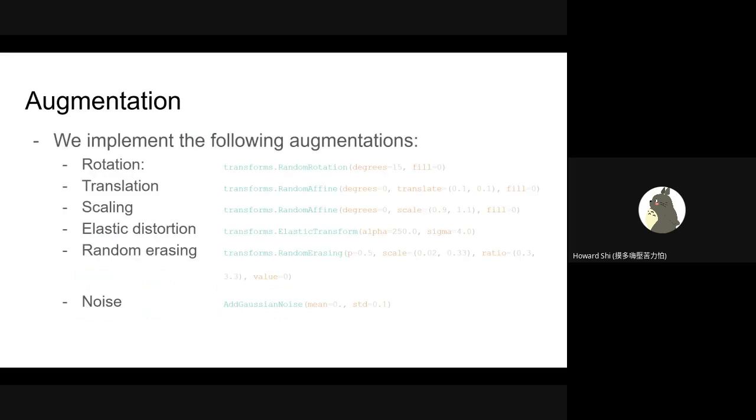For our experiment on augmentation, we implemented 6 different functions. This included common image transformations like rotation up to 15 degrees, as well as 10% translation and scaling. We also tested elastic distortion, random erasing, and adding Gaussian noise.